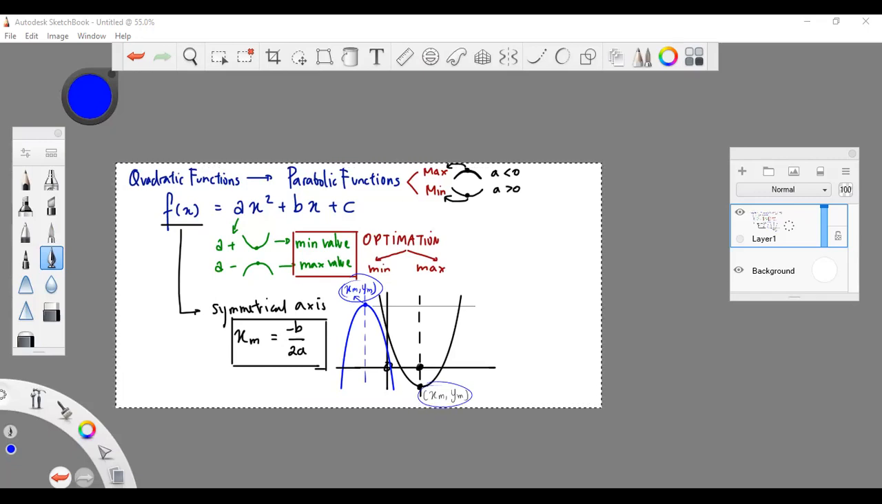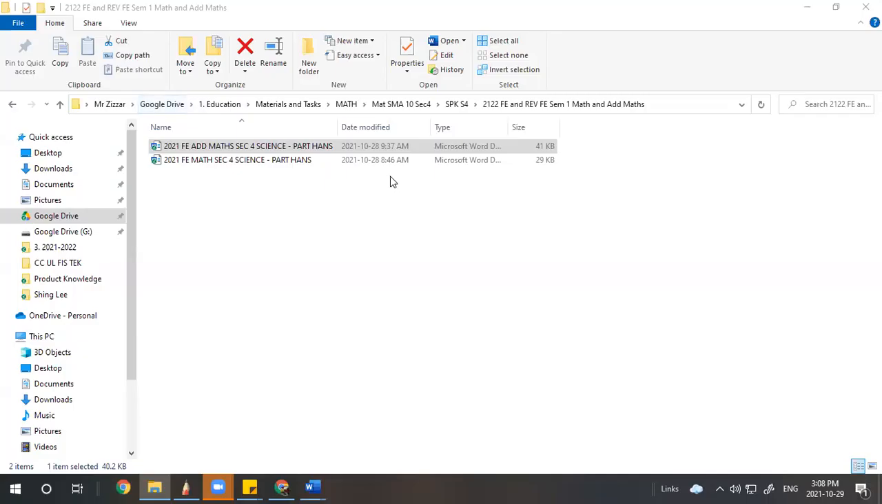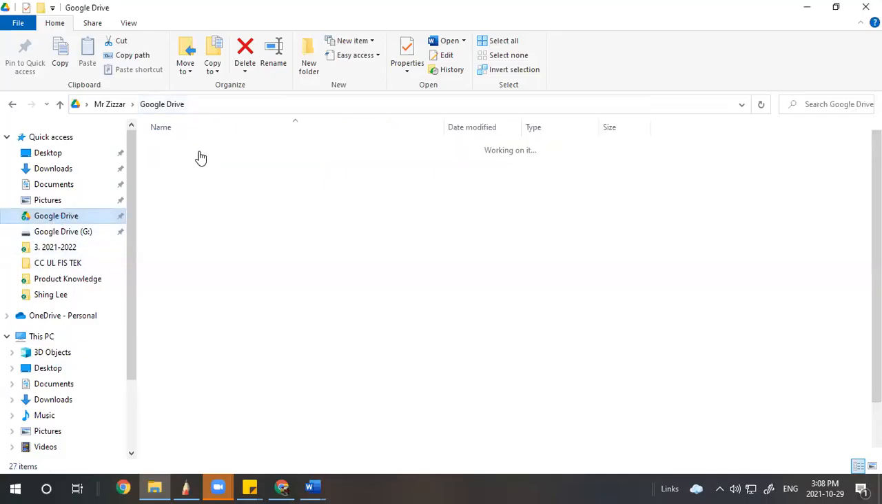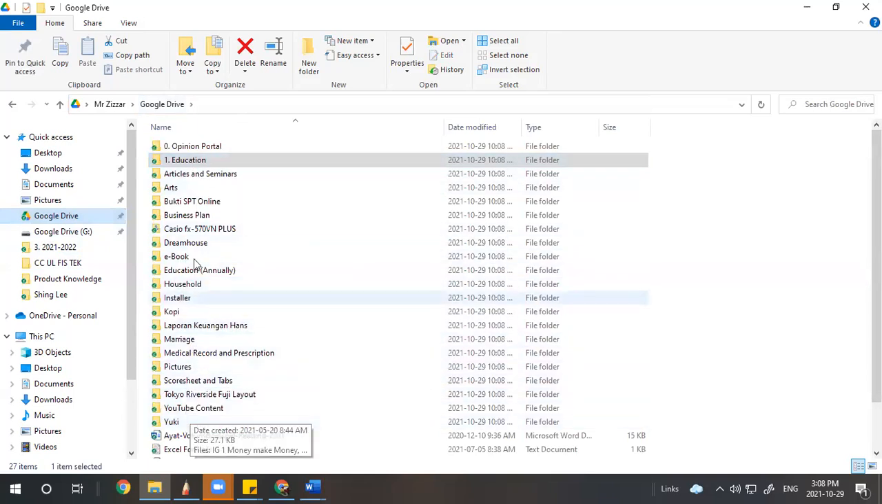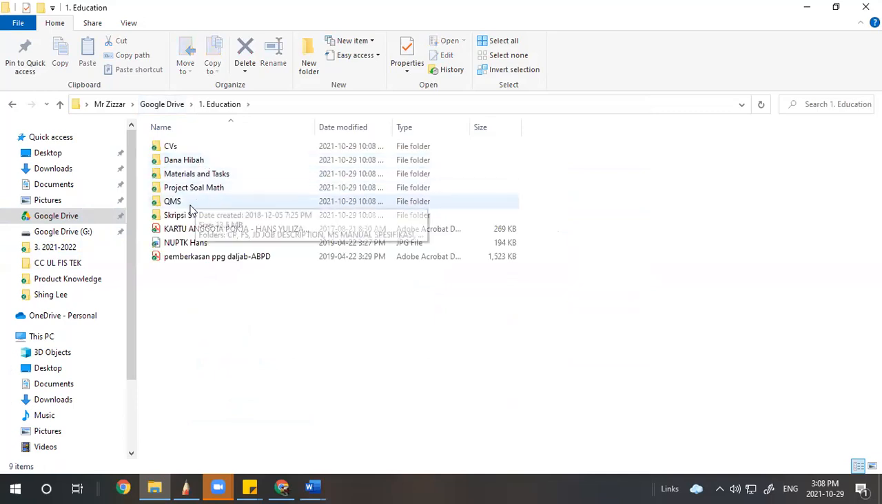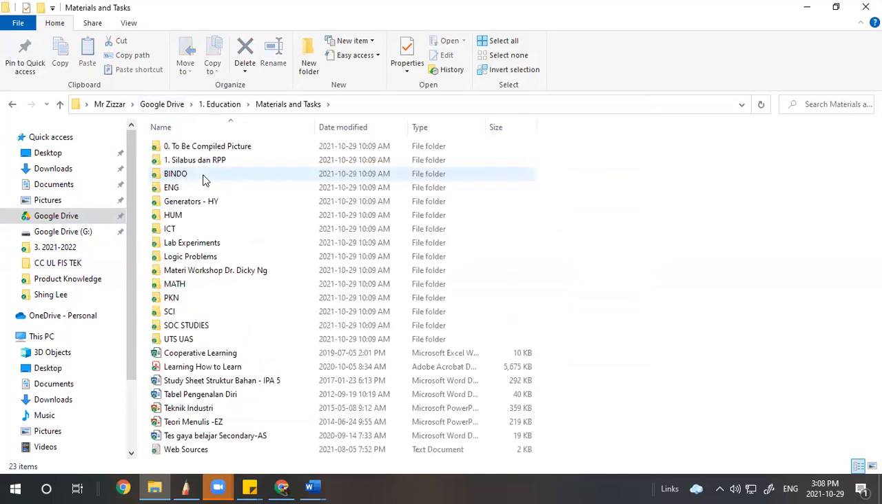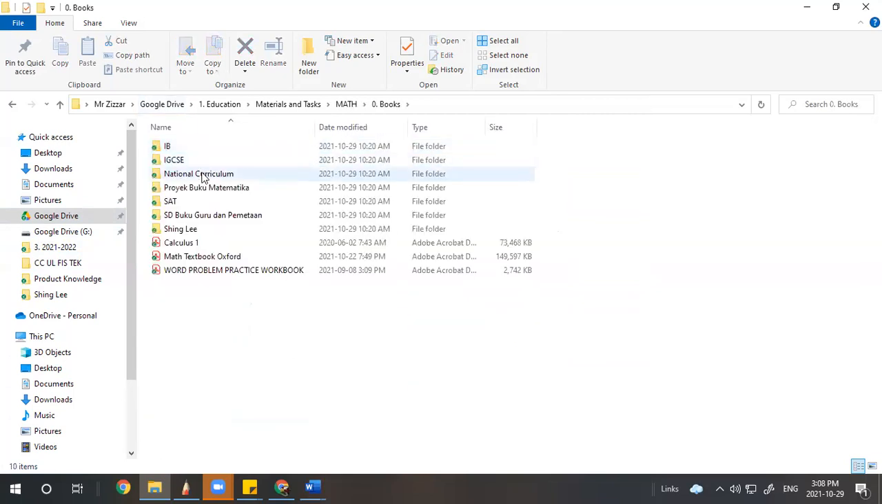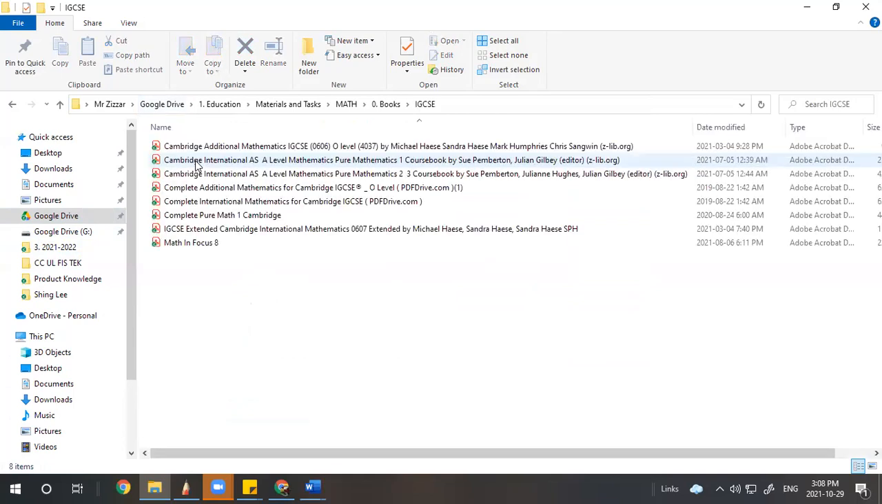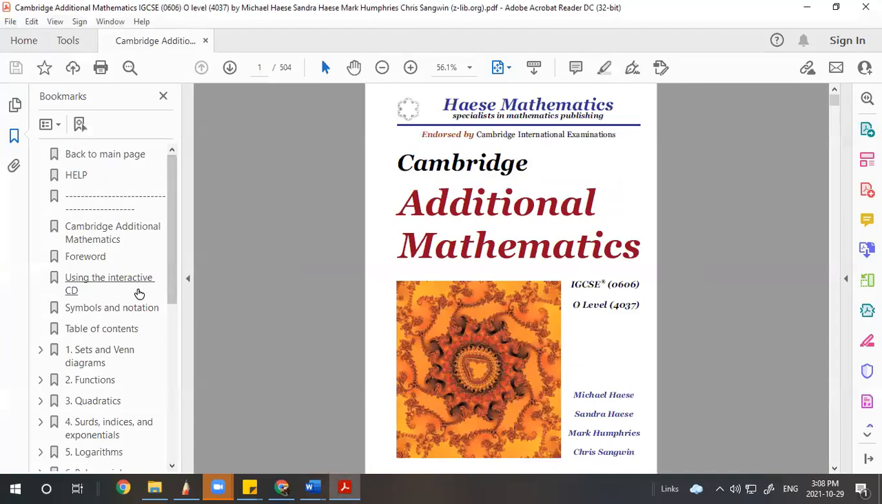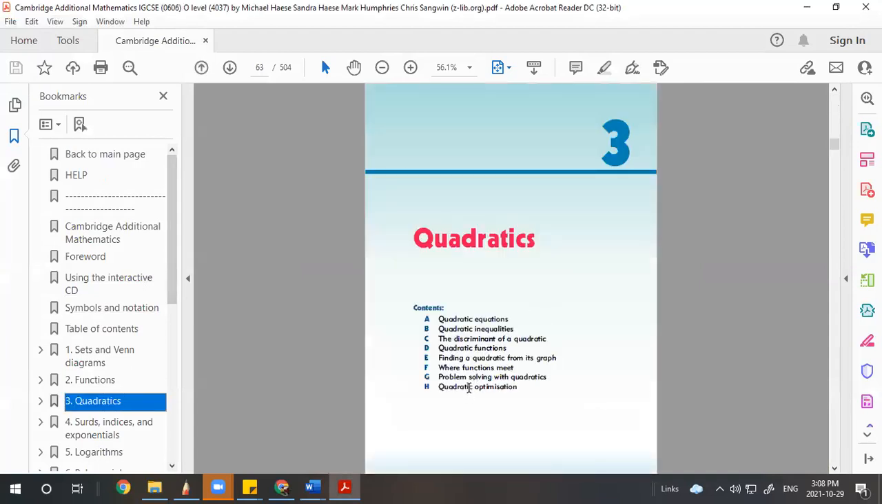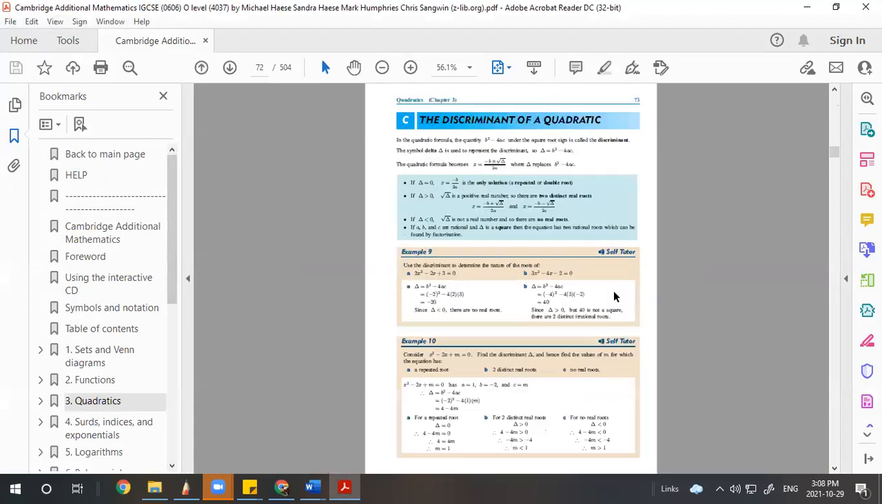So let's look at your book. Wait, your book is here. Maths, education, materials. Wait, I am lagging right now. My brain is lagging. Books, GCSE. Oh, yeah. 0606, right? So what topic, I forgot, Tidra? Quadratic optimization. Then exercise 3H. Okay, thanks.